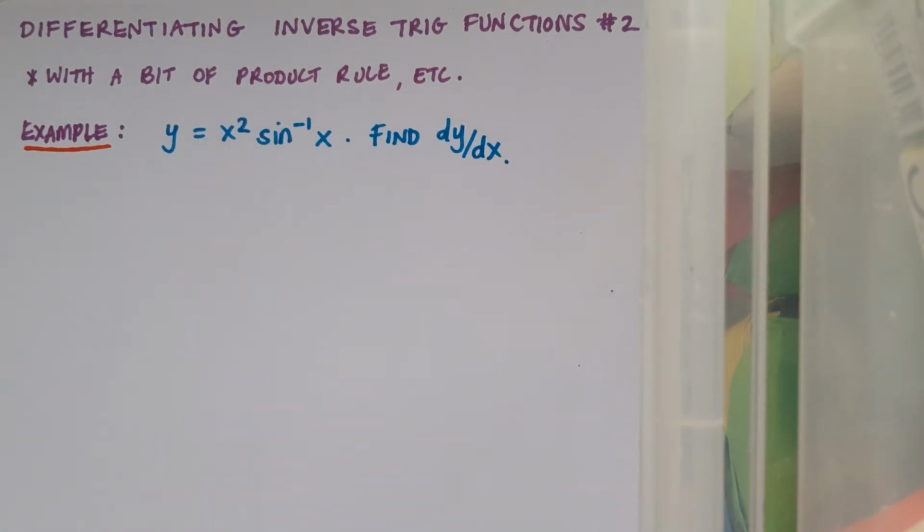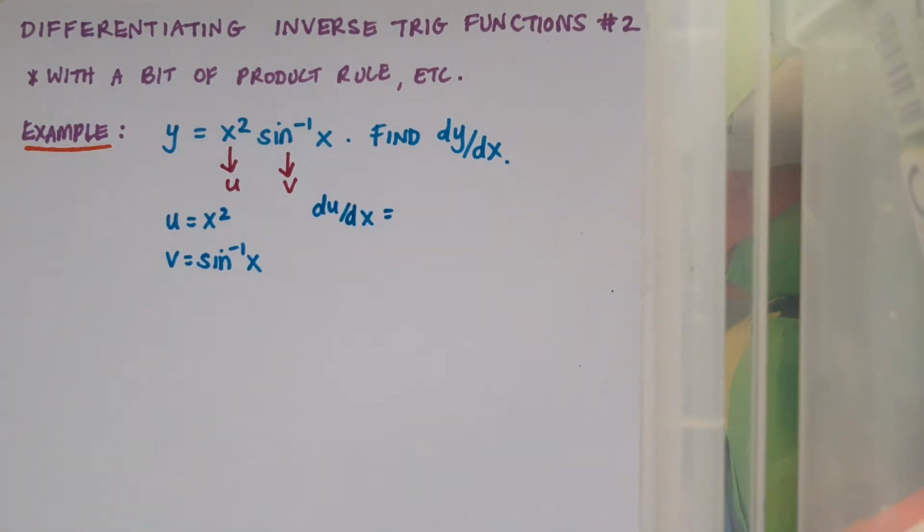So this question requires me to find dy/dx given y equals x squared sine inverse x. Note first of all that in this question I've got multiplication going on, and in both parts of the multiplication I've got an x variable. So that means I am looking at product rule, and I'm going to call the x squared u, and the sine inverse x is going to get called v. And of course then I'm going to want to differentiate both of these.